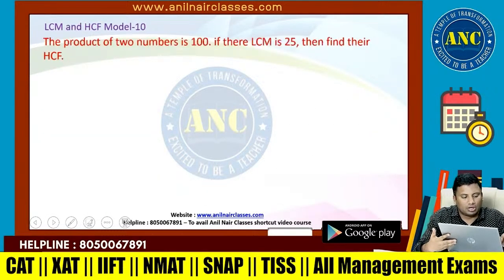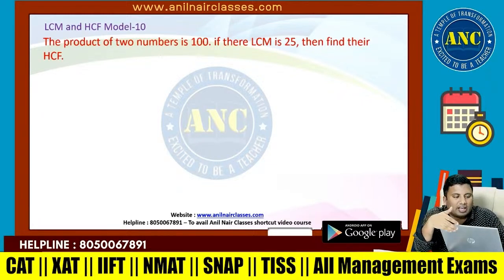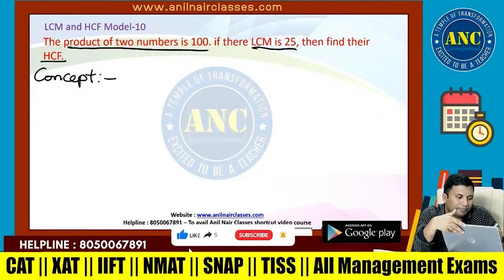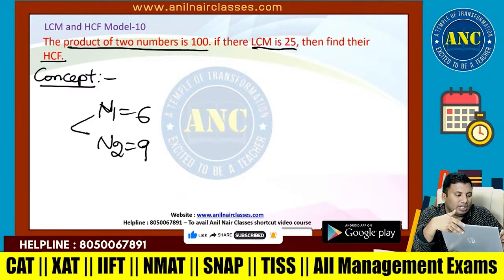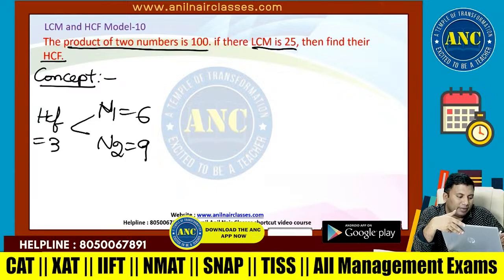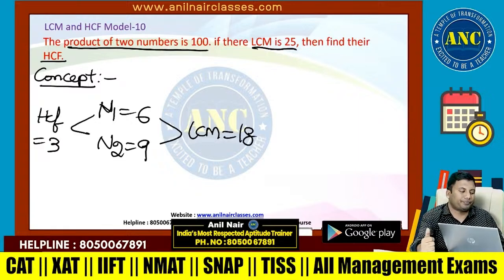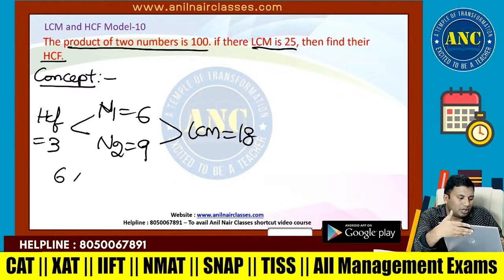Now here onwards, beautiful questions will come, sir. This was our yesterday's last question. Product of 2 numbers is 100, LCM is 25. Find the HCF. Yesterday I told a concept. Suppose one number is 6 and another is 9. HCF of these 2 numbers is 3, LCM is 18. 6 into 9 is equivalent to 3 into 18.